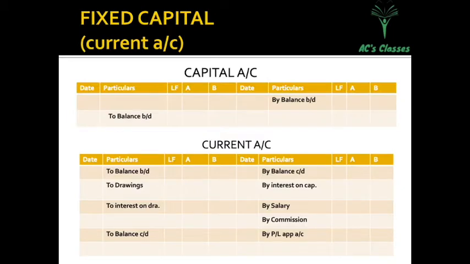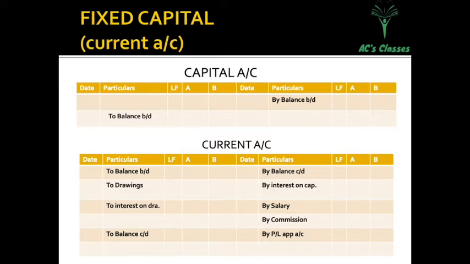In this slide, I'll explain to you the format under the fixed capital. That means we will see the capital account and the current account. The capital account generally starts with by balance brought down, and here we have taken two partners A and B. So we will have by balance brought down at the beginning of the year and to balance carried down at the end of the year with the same amount.